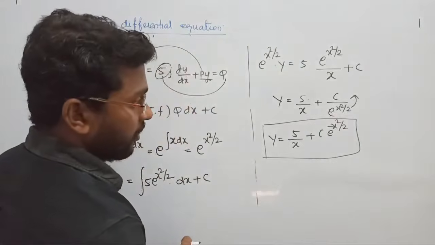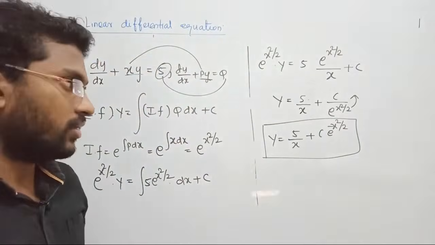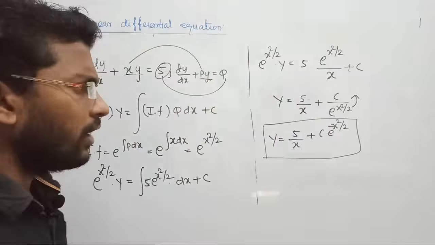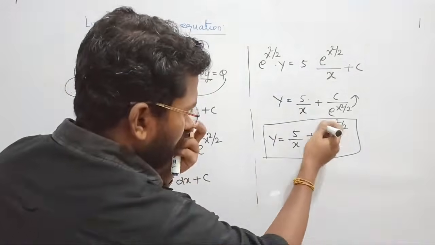So y is equal to 5 by x. This is how we are getting the solution. Suppose they might give some key. What key they might give is in order to find out the value of the arbitrary constant c.